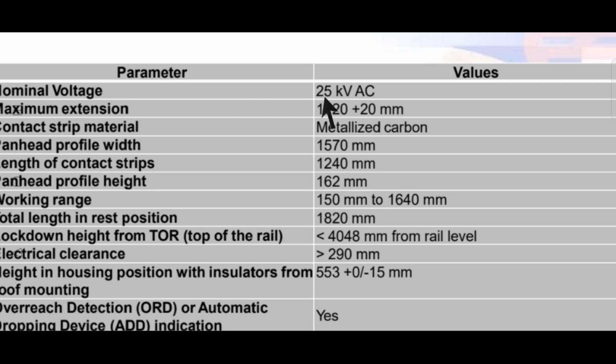has been designed, which is 25 kV alternating current. This pantograph is not going to work with the DC system. That's the reason it has been written over here, 25 kV AC.